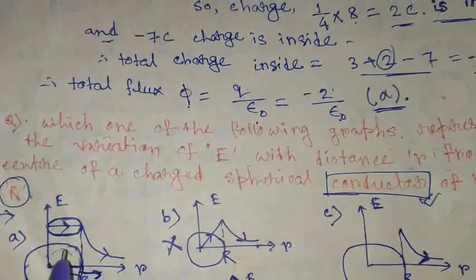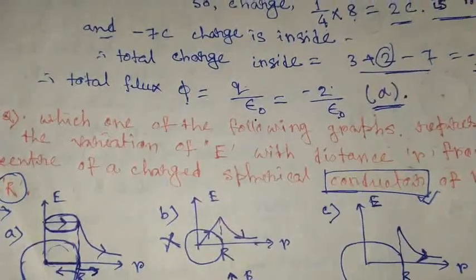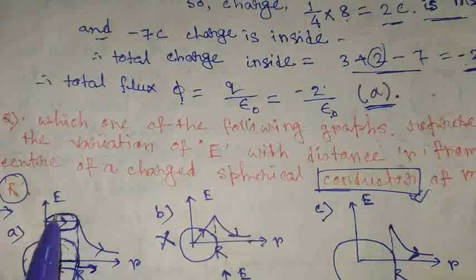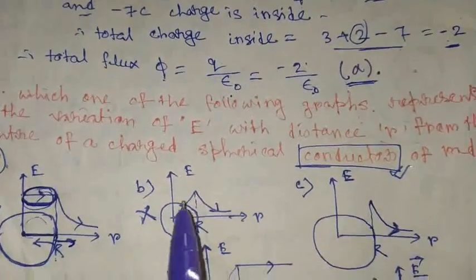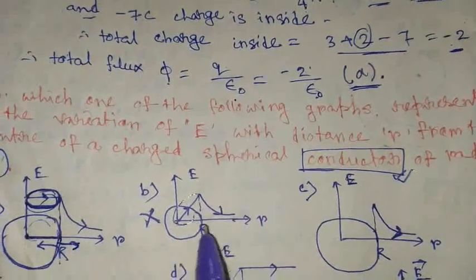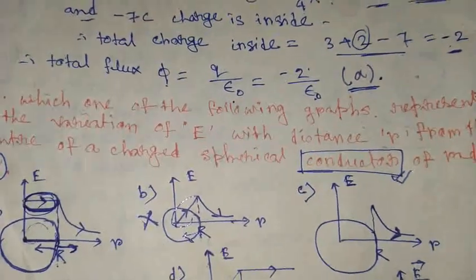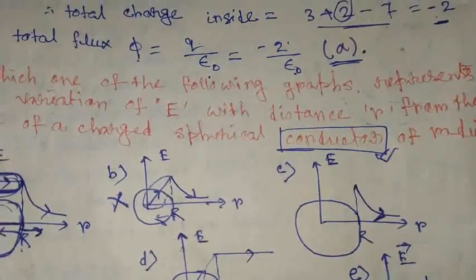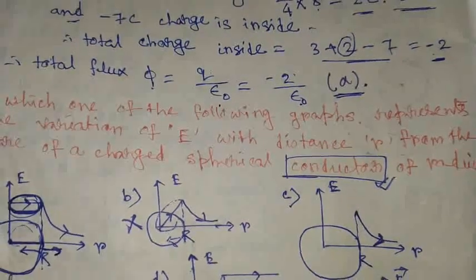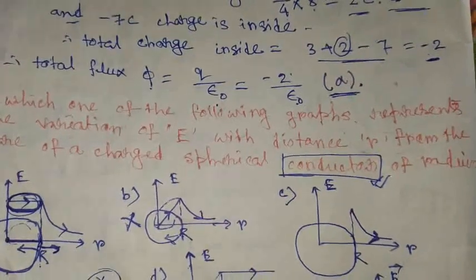So we know that there is no electric field inside the conductor. That means there should be no line inside the conductor. But here is a line inside, below this, left of this radius R. Here it is also. So A, B, D are false.